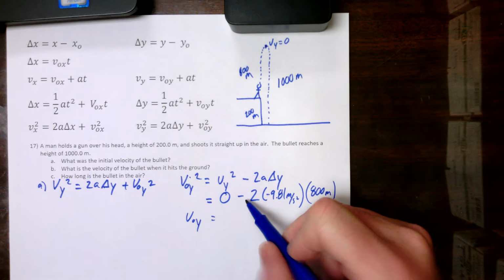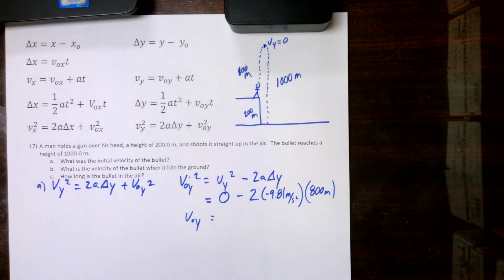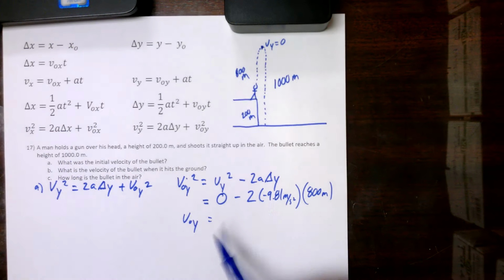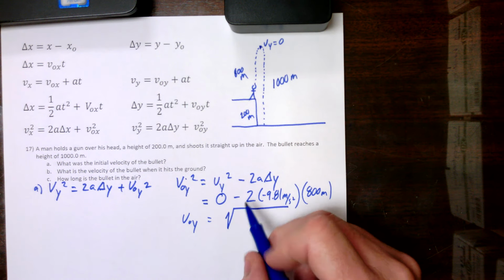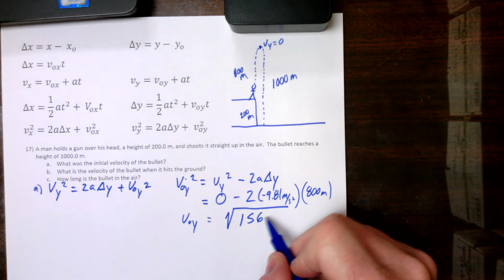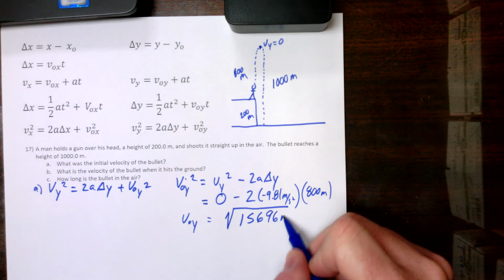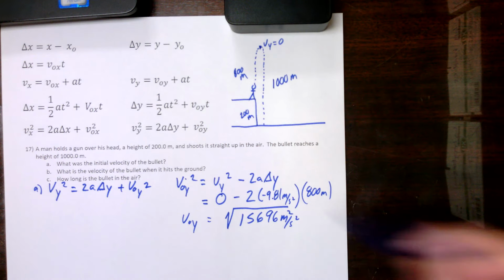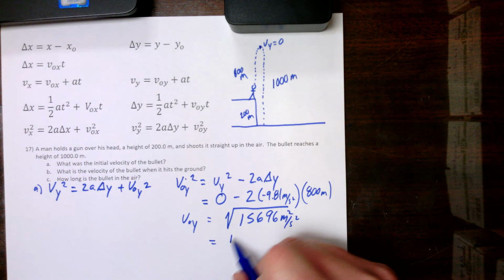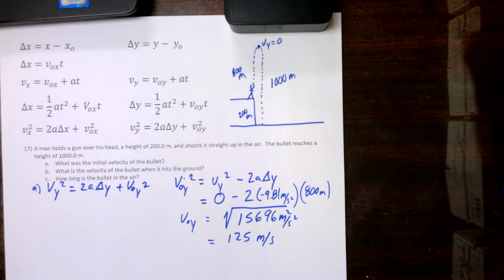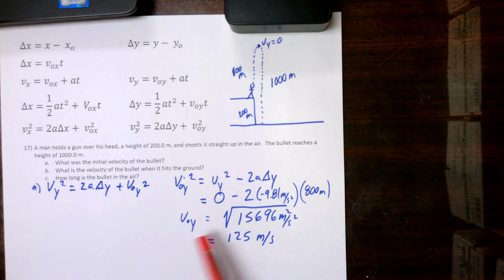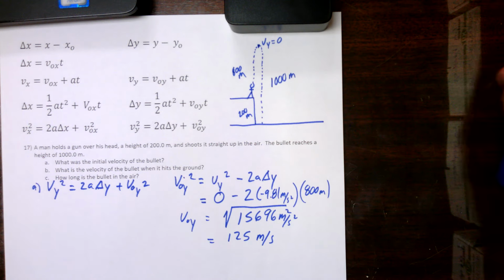Now, I've got to take the square root of whatever that expression is. Got a negative, so it's going to be a positive. Square root of 15696 meters squared per second squared. Take the square root. We get. Okay. Now keep in mind, when I take the square root of a velocity, I'm going to get a positive or a negative. It's plus or minus. The question is, which one is it here?